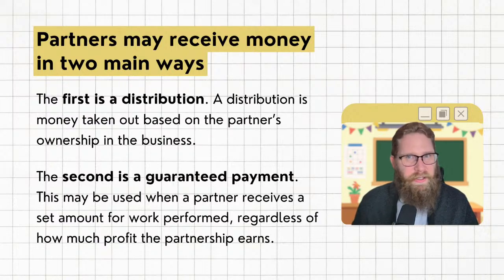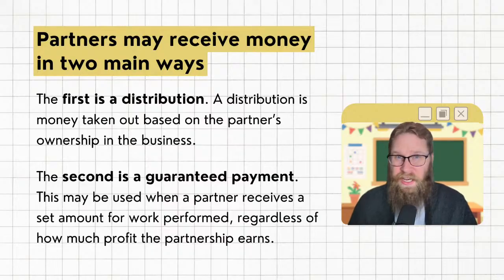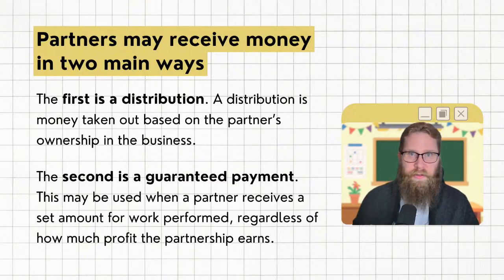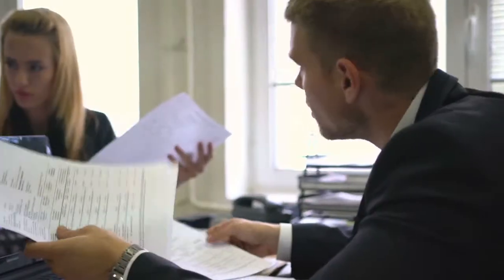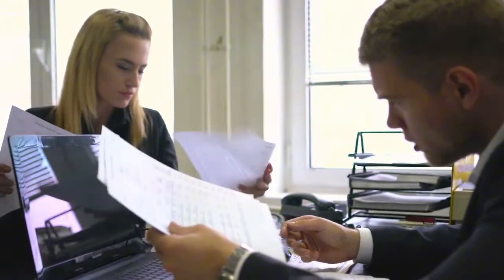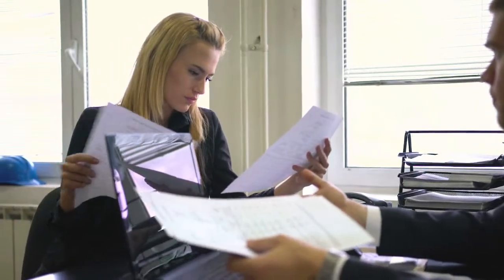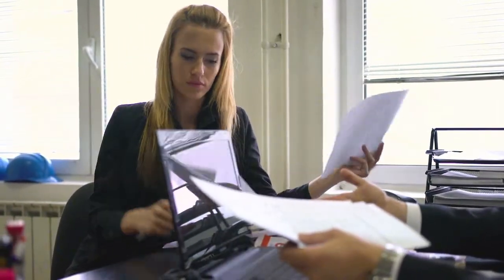This may be used when a partner receives a set amount for work performed regardless of how much profit the partnership earns. For example, two therapists own a practice together. Each receives a share of the annual profit. One therapist manages the employees and daily operations. The partnership agreement may provide that therapist with a guaranteed payment for the additional work.